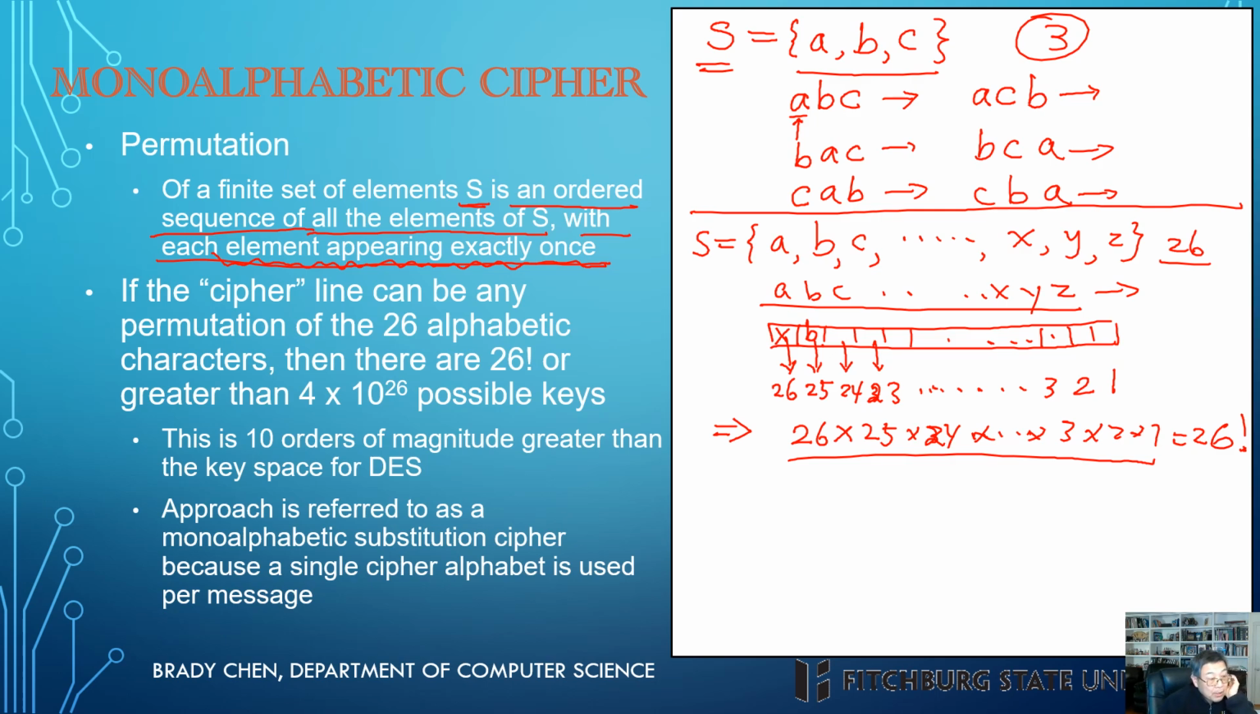Now, using the monoalphabetic cipher, we can map the alphabet A, B, C, X, Y, Z to any of these permutations. How many different permutations do we have? 26 factorial. So in each case we can map to any one of these permutations. So how many different keys may we have? We have a total of 26 factorial keys.